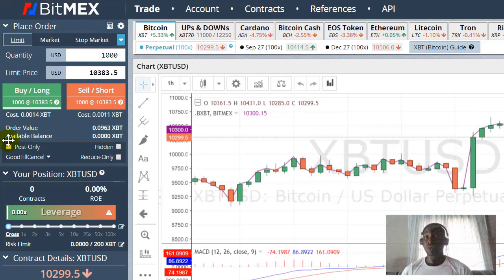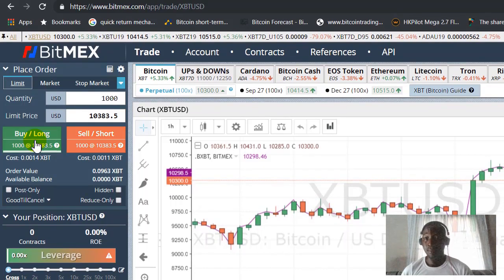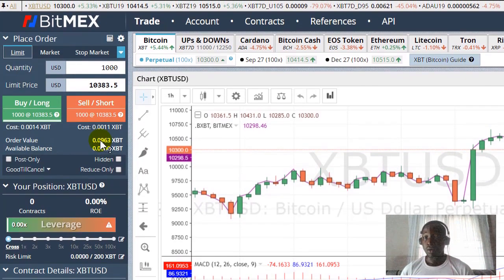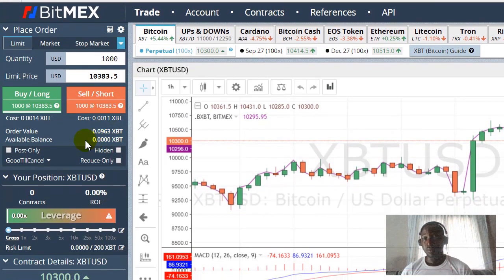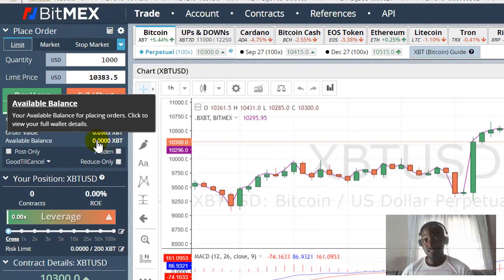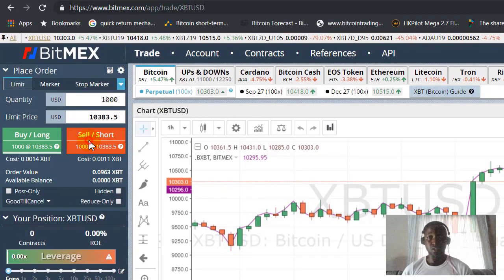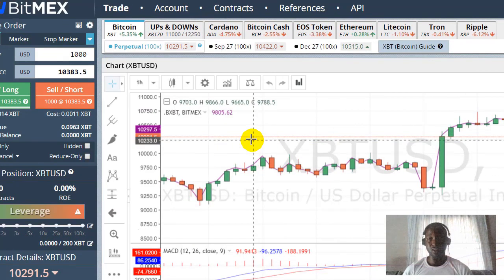So next thing is how to, we know the buy/long, we know the sell/short. Now, like I said, the cost is what you're going to be looking at. Right now, I don't have anything deposited in this account, so I have 0.00. And if I place any short trade, it's not going to execute. As you can see here, the total margin requirement is 0.0, and it's more than my available balance, so it can't execute.